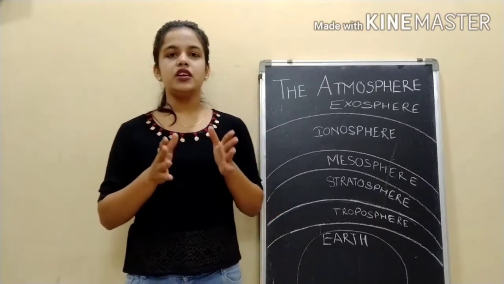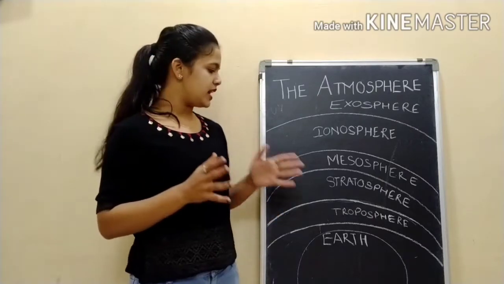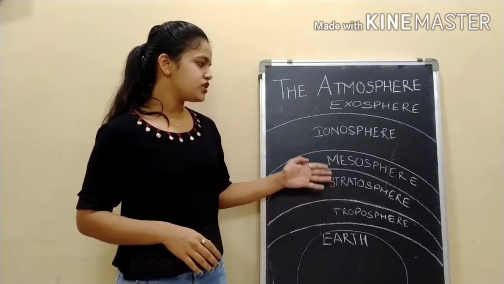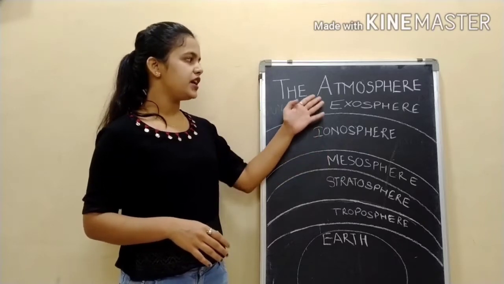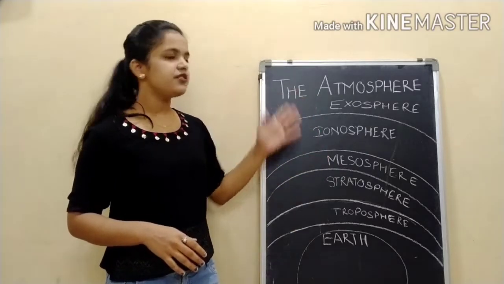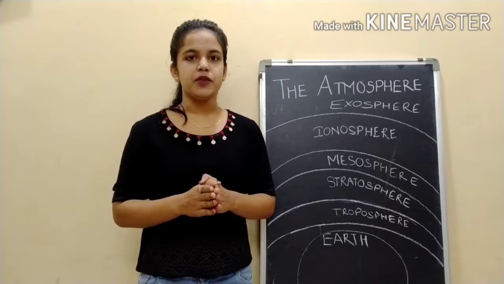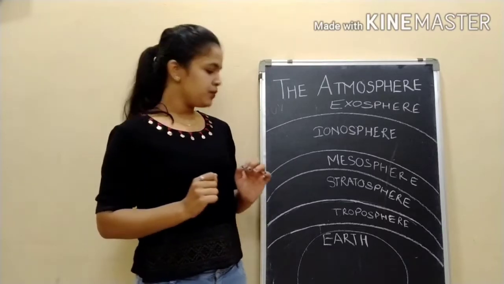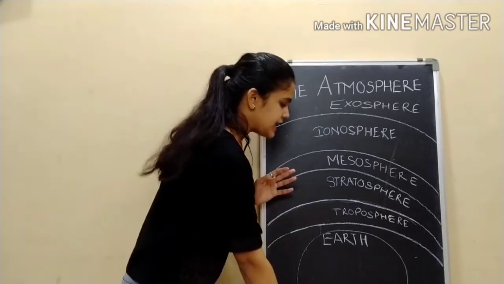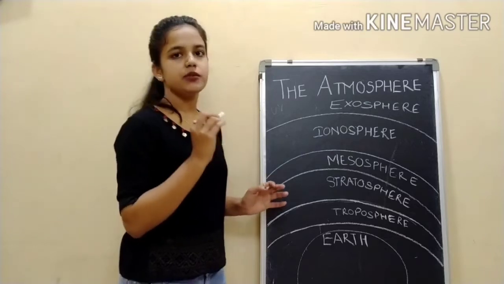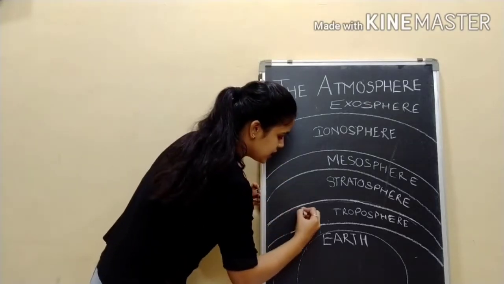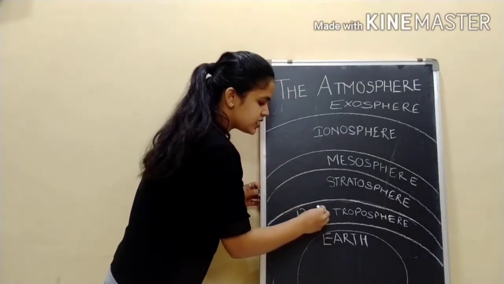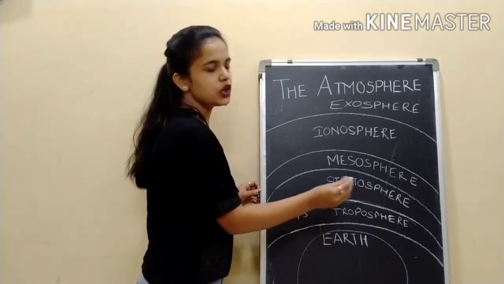Now the atmosphere consists of 5 layers. Those are Troposphere, Stratosphere, Mesosphere, Ionosphere and Exosphere. These are the 5 layers of the atmosphere. Now let's see what is Troposphere. The Troposphere is up to a height of 13 kilometers from the surface of the earth.